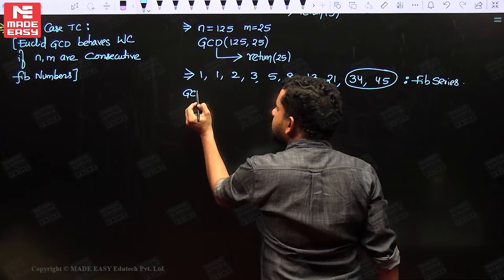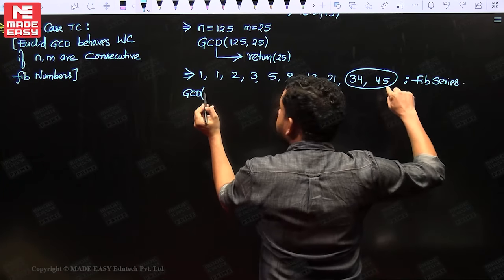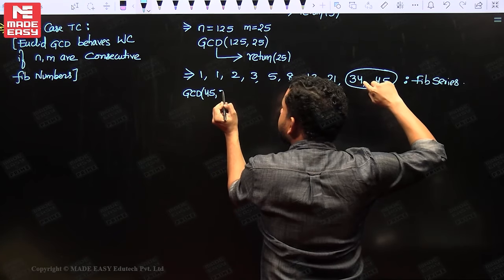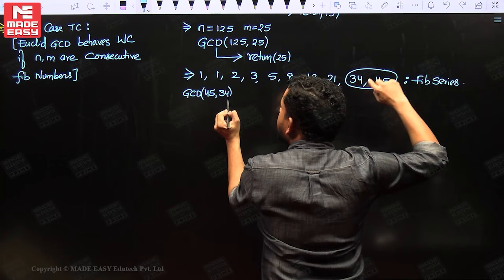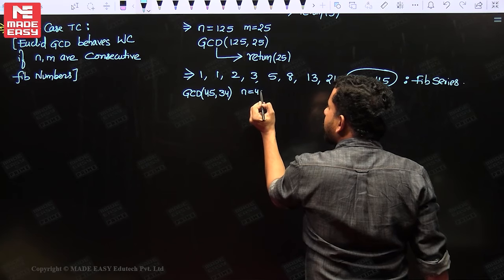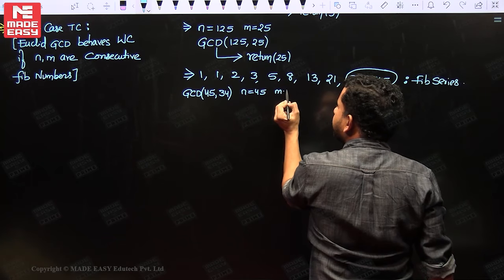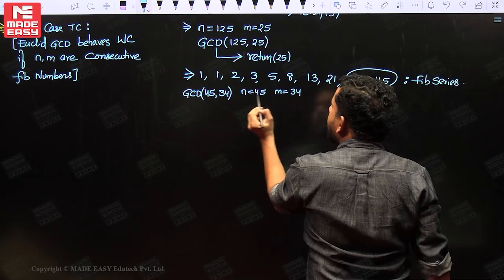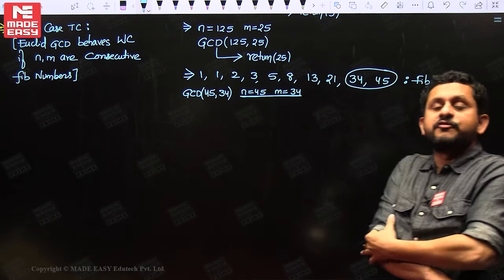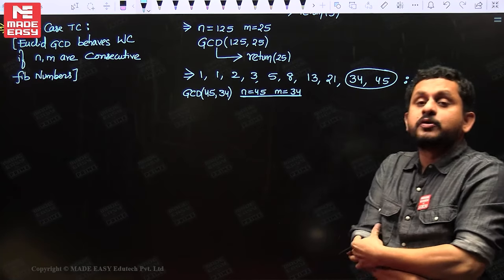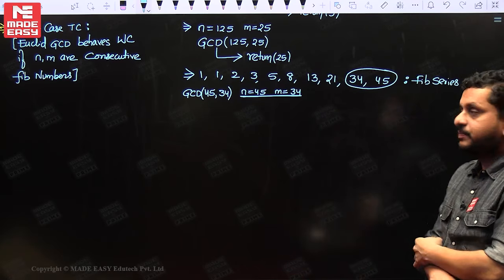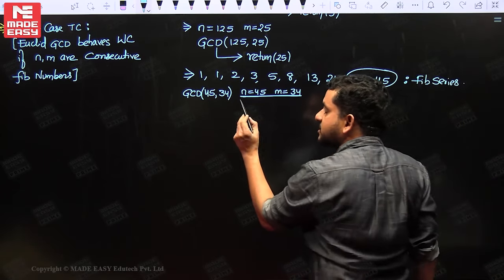So we call GCD where the first parameter is 45, the bigger number, and the second parameter is 34, the smaller number. You need the GCD of these two numbers. So here n is 45 and m is 34. These are two consecutive Fibonacci numbers. If we give this kind of numbers as input to the Euclid GCD algorithm, then it takes more recursive calls. Let us see why.